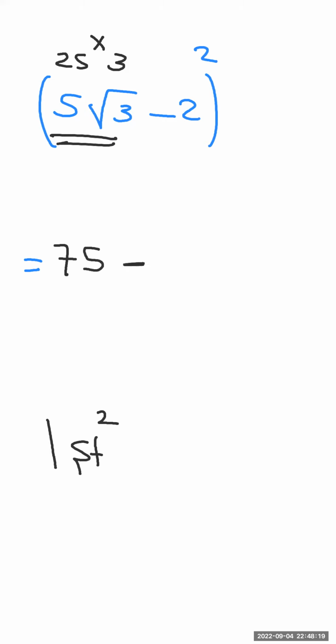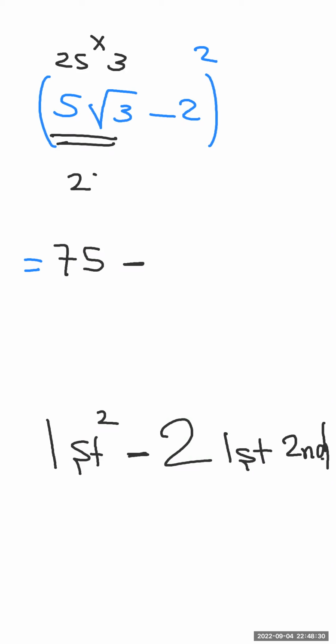Minus 2 times the first times the second. So 2 times this one times 2 again. So 2 times 5, 10 times 2, 20 square root of 3.